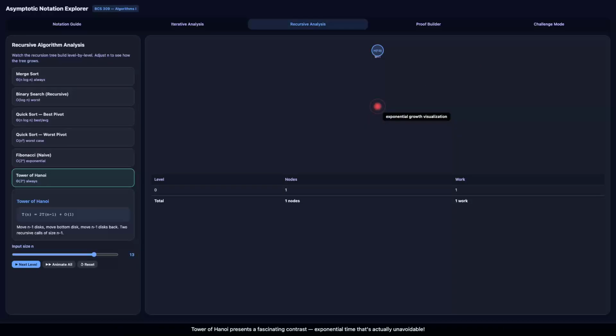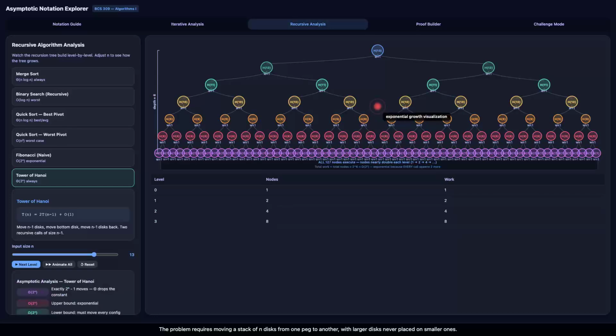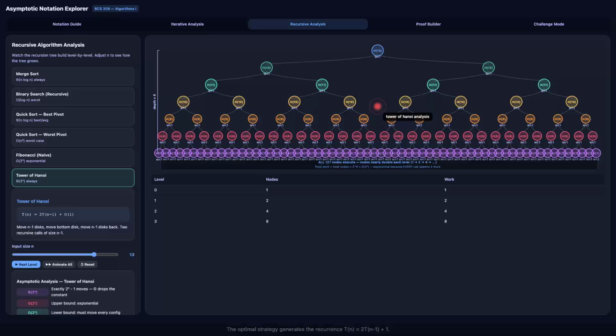Tower of Hanoi presents a fascinating contrast: exponential time that's actually unavoidable. The problem requires moving a stack of n disks from one peg to another, with larger disks never placed on smaller ones. The optimal strategy generates the recurrence T(n) = 2T(n-1) + 1. To move n disks, you must first move the top n-1 disks off the largest disk, move the largest disk, then move those n-1 disks back on top. This gives exactly 2^n - 1 moves.